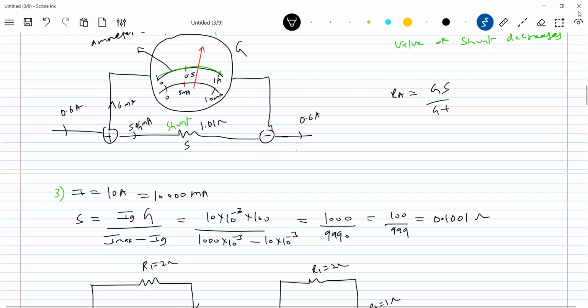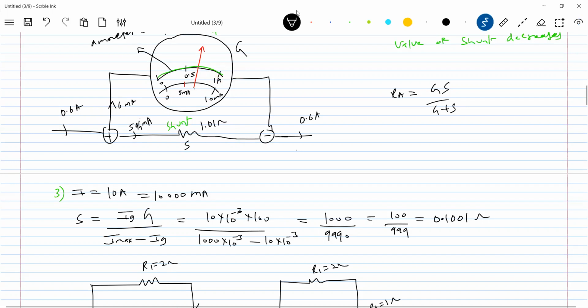For the ammeter resistance to be zero, what is the basic condition? The shunt should be zero. If S equals 0 ohm, then no current will flow through the galvanometer. Practically, is it possible to construct an ammeter with zero internal resistance? If S equals 0, then whatever current there is will pass through this shunt only, because it becomes a zero resistance path. No current will flow through the galvanometer, so no deflection.